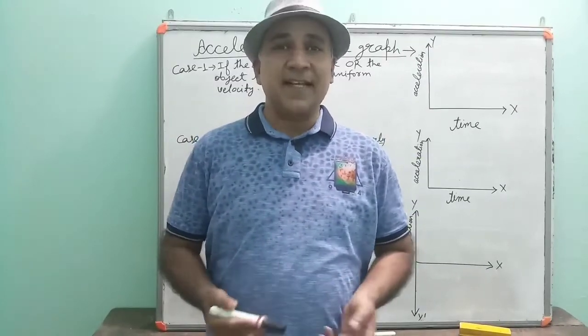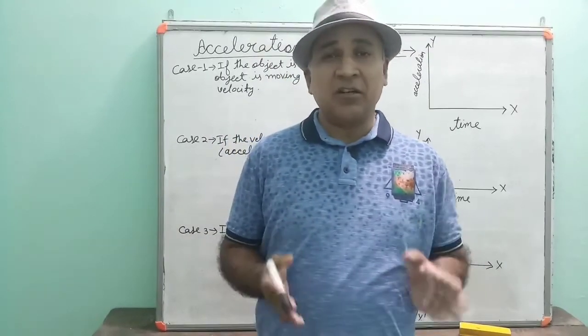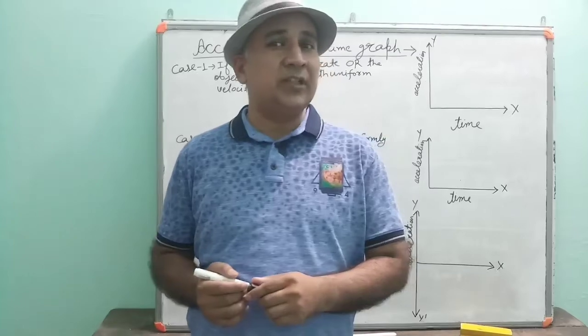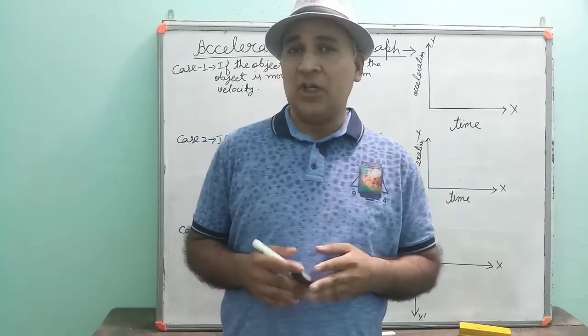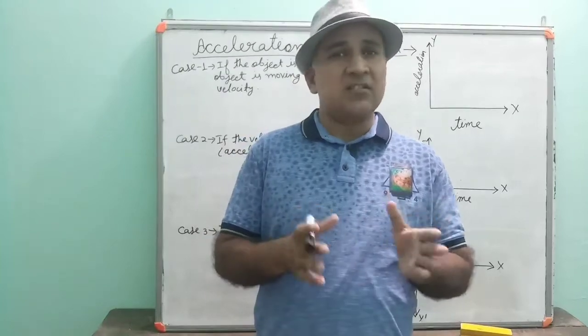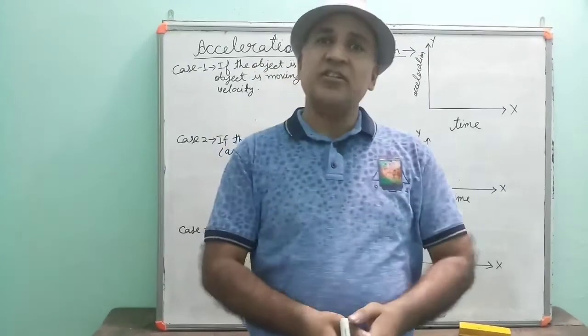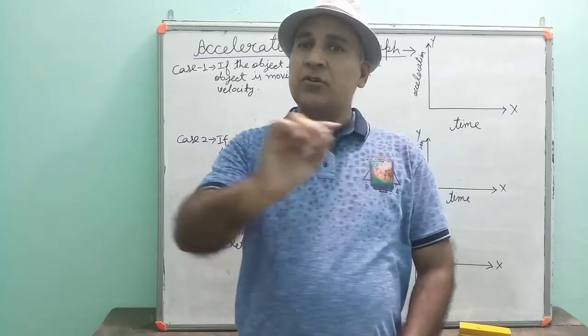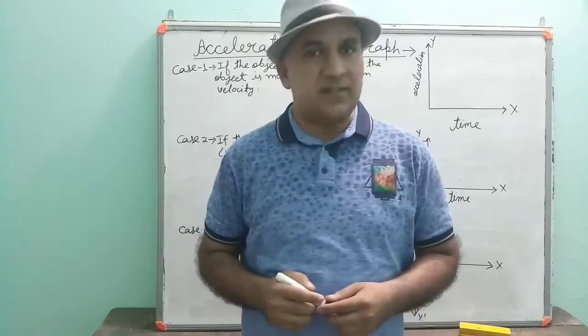We are studying the second chapter, motion in one dimension. We have started graphical representation of linear motion, and in the last video we saw the velocity time graph. Today we are going to see the acceleration time graph. When we draw the acceleration time graph, time is denoted on the x-axis and acceleration is denoted on the y-axis.